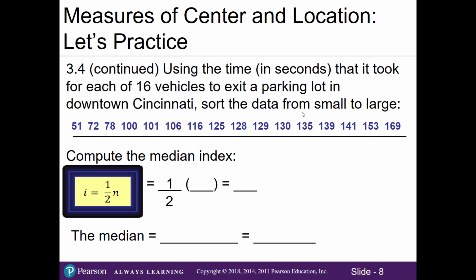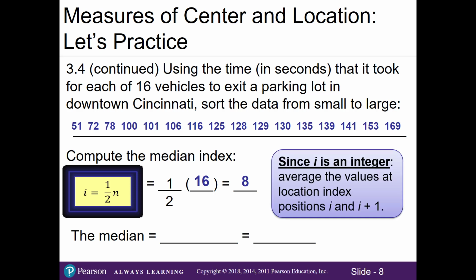So once you've sorted your data from smallest, 51, to our largest of 169, we then want to compute the median index. Our n is 16, so I'll plug 16 into my formula and multiply 1/2 times 16. That'll give me a median index or position of 8.